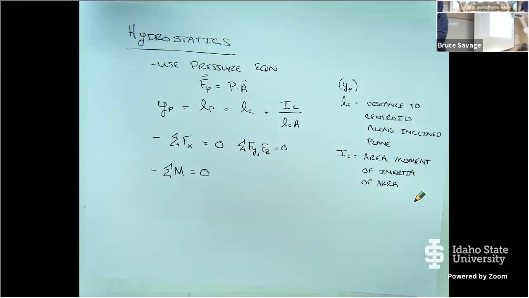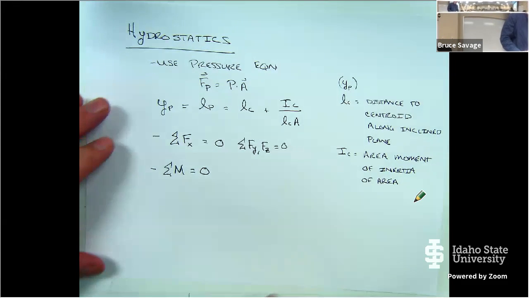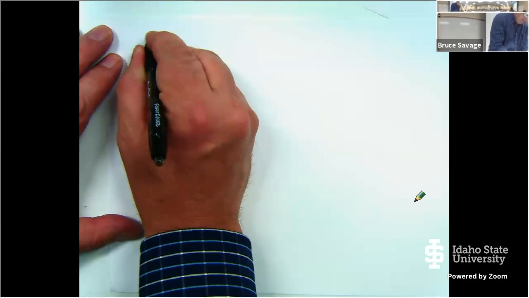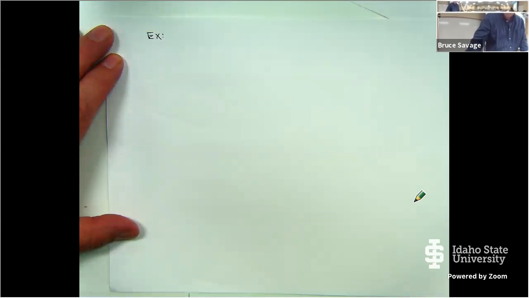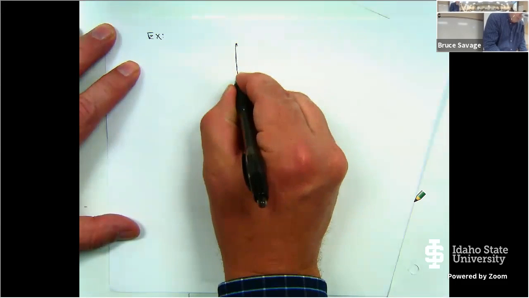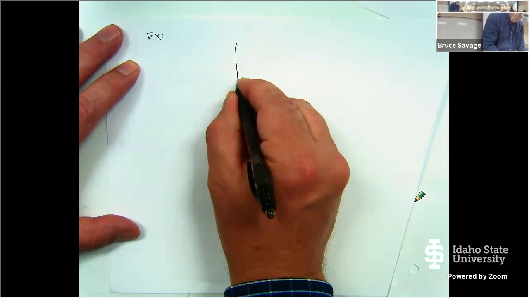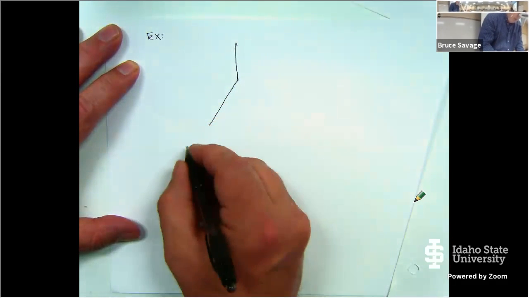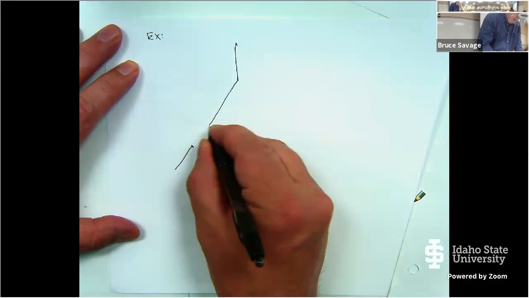So for example, if I wanted to work an example here then. So everyone have those? Okay. Example. So if we have a dam, let's say the dam comes down vertically and then it's sloped here 30 degrees off of the vertical. And down here we have a butterfly valve.